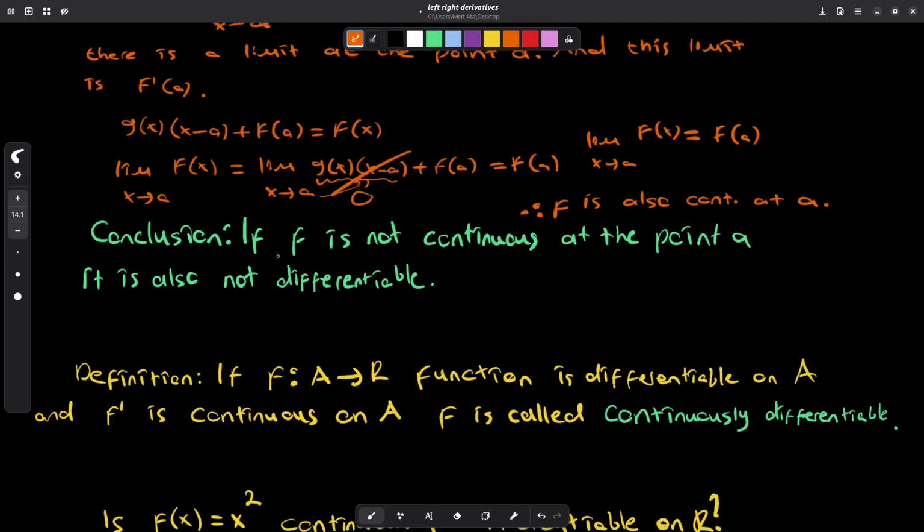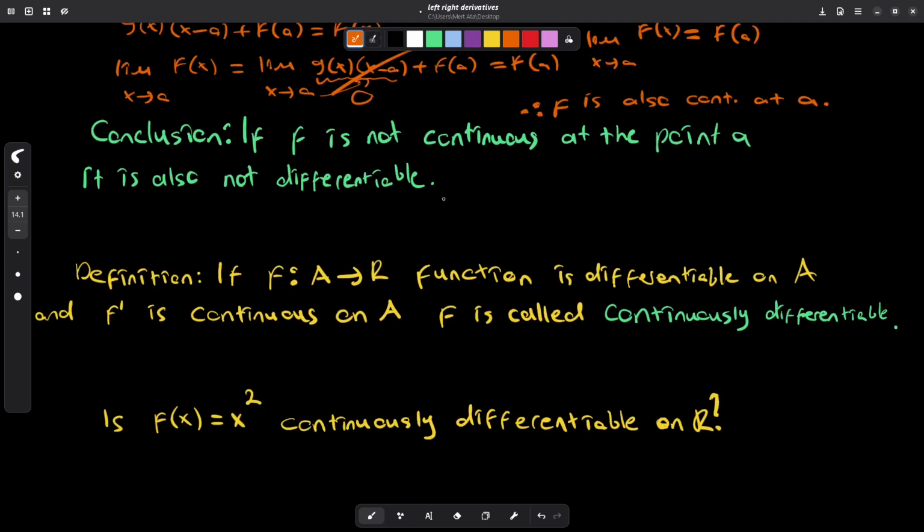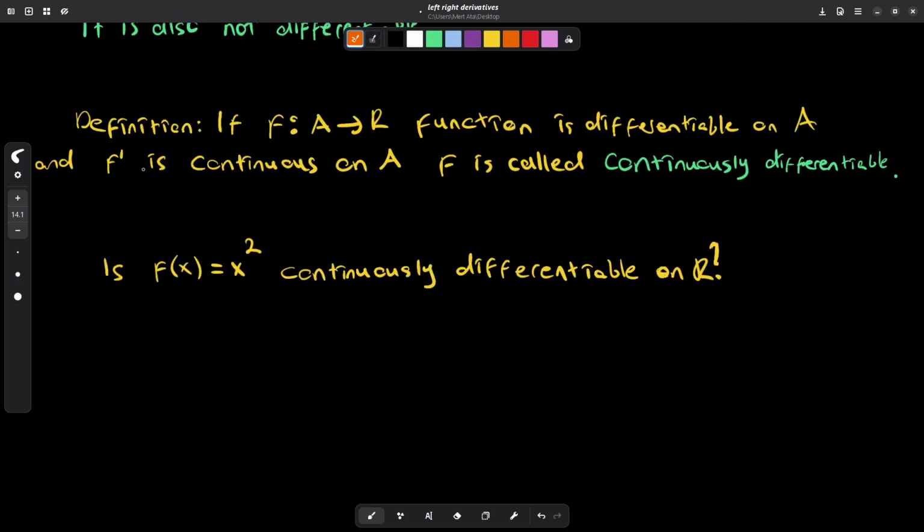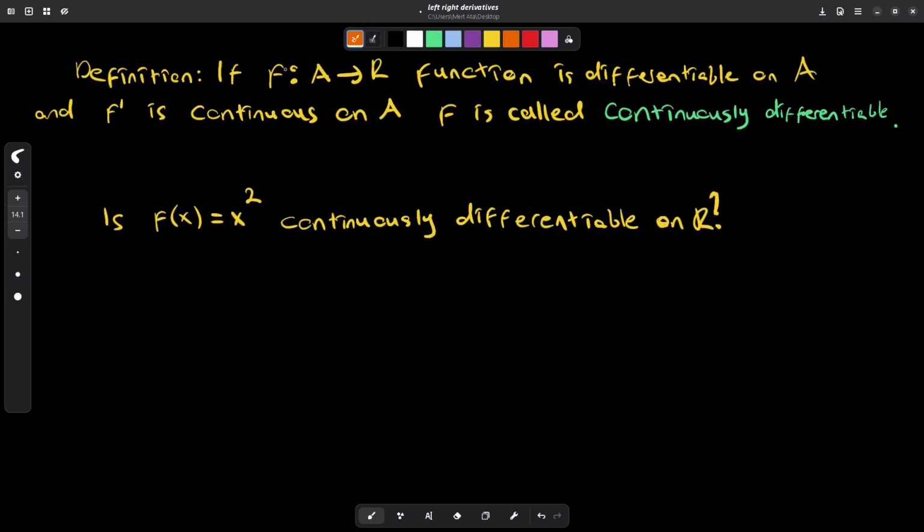From this, we will say, if f is not continuous at the point a, it is also not differentiable. Last definition: if a function f defined from A to R is differentiable on A and the derivative of f is continuous on A, f is called continuously differentiable. Is f(x) equal to x squared continuously differentiable on R? What is our definition telling us? If it's differentiable on A and the derivative of f is continuous.